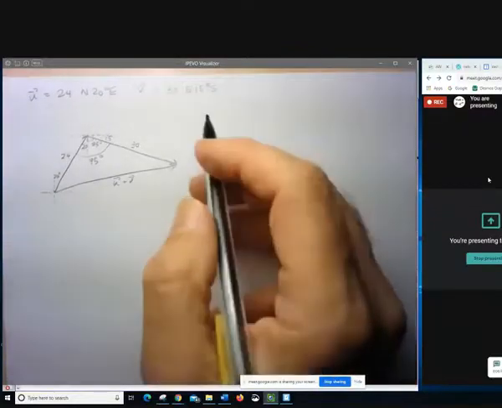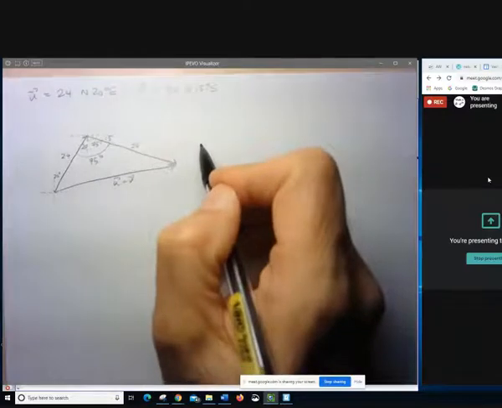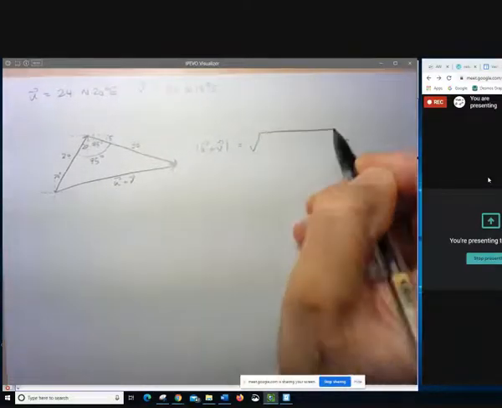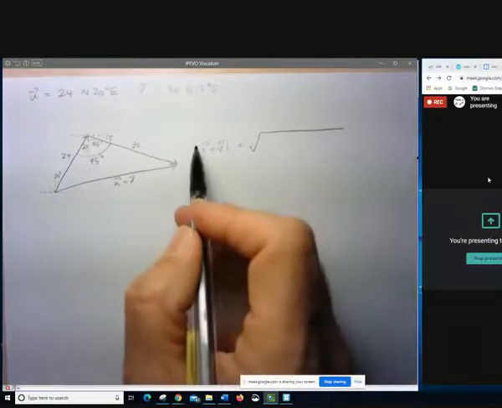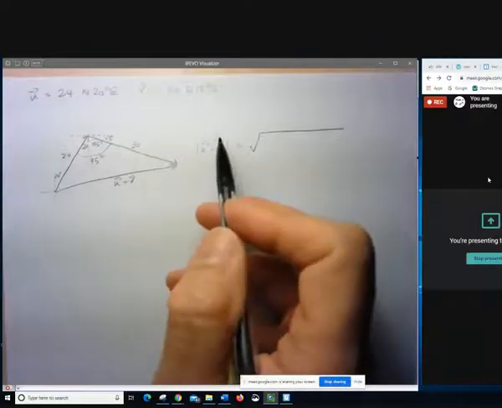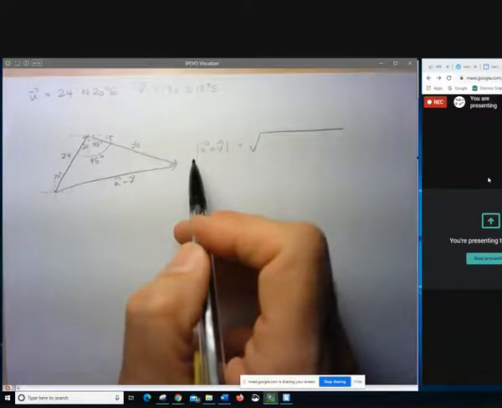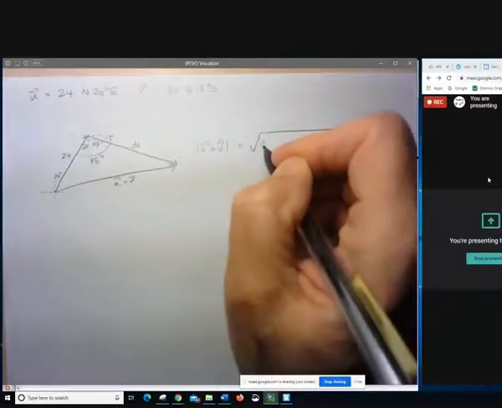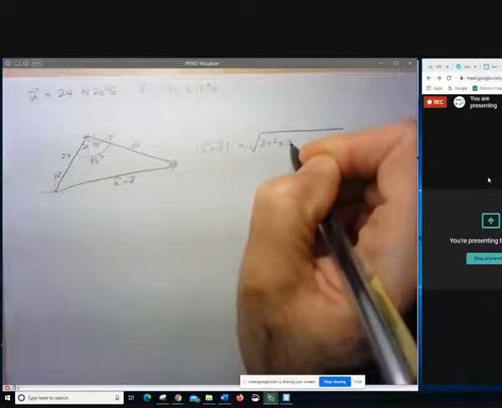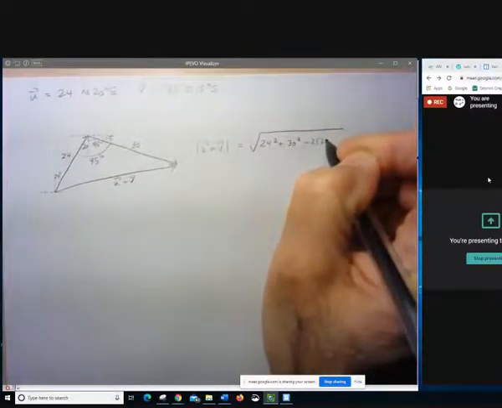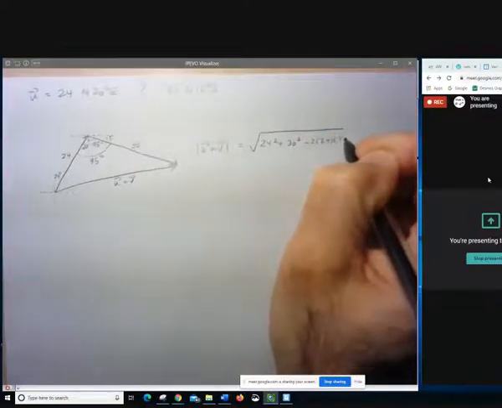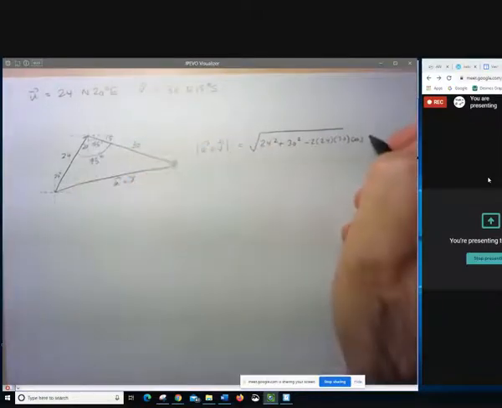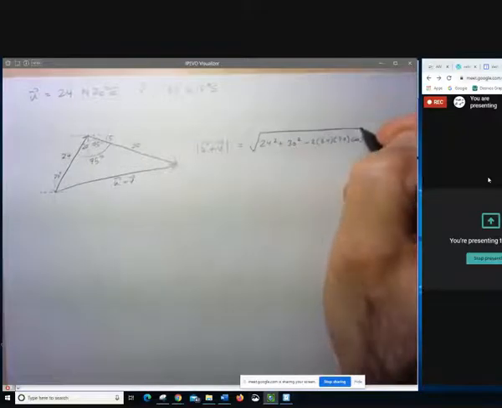Okay. So again, you really should be careful here communication-wise. You know, don't put uv is equal to the square root of something. Sorry, u plus v. It's got to be the magnitude of u plus v. You know, it's sort of a half mark lost if you're not using the magnitude symbol when needed. So here, what do we have? We'll just have 24 squared plus 30 squared minus 2 times 24 times 30 times cos of the angle opposite to u plus v, which is 95 degrees.